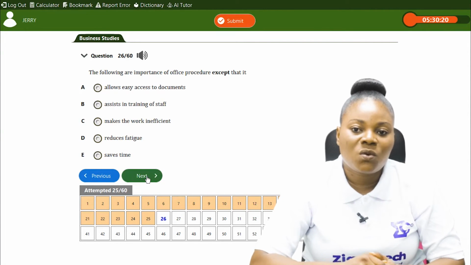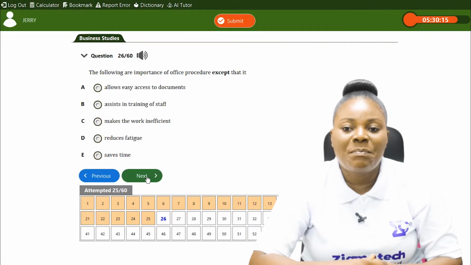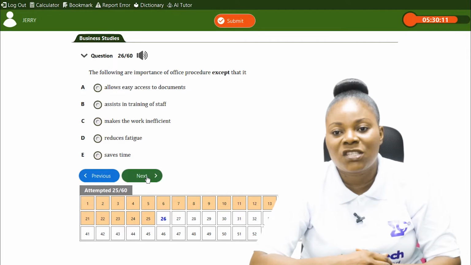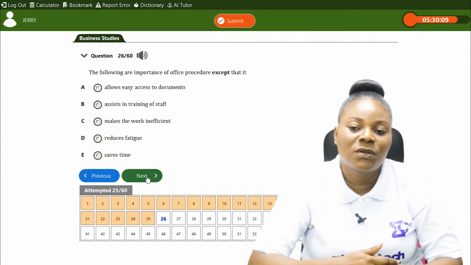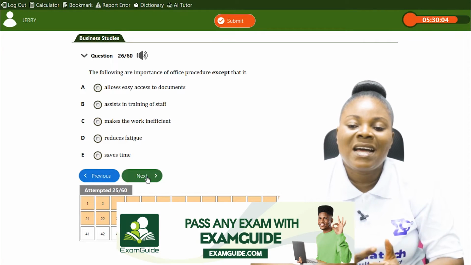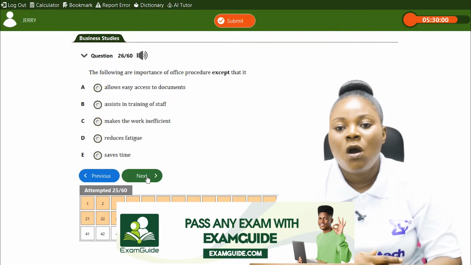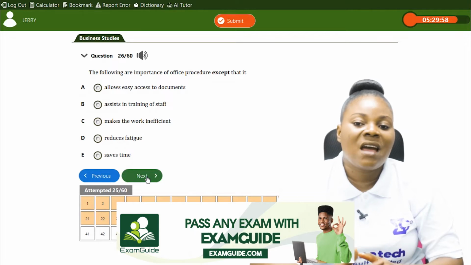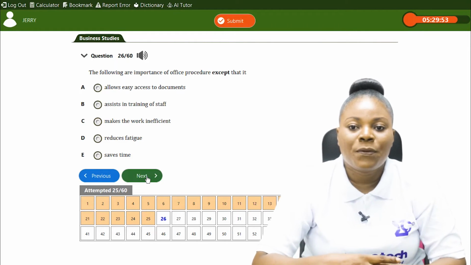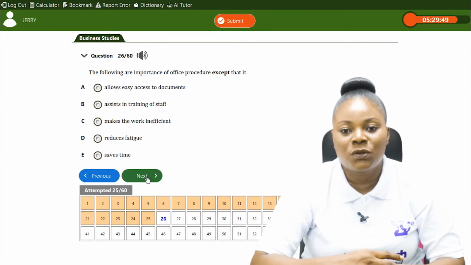The next question, question 26. It says the following are importance of office procedures except that it dash. What do we refer to as office procedures? They are those sets of rules, laid down principles that guide the operation of a business, and every employee is expected to follow this office procedure. So which of these is not an importance of office procedure?